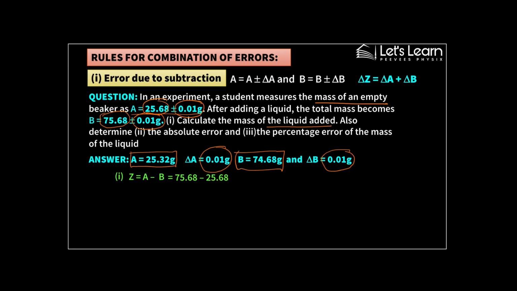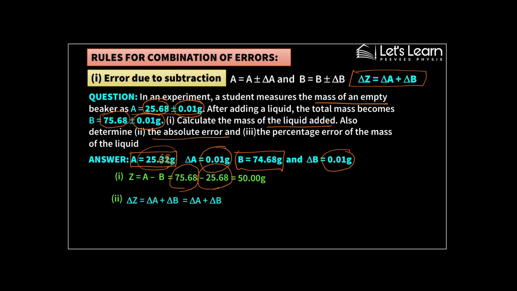Bigger number is 75.68, take away 25.68. The result will give you 50 grams. So this is the mass of liquid added. Second part of the question, they wanted absolute error. The maximum absolute error will be just add the individual absolute errors. What are the individual absolute errors? 0.01 in the first measurement and 0.01 in the second measurement. You add them together. This gives you the absolute error in total mass of the liquid.